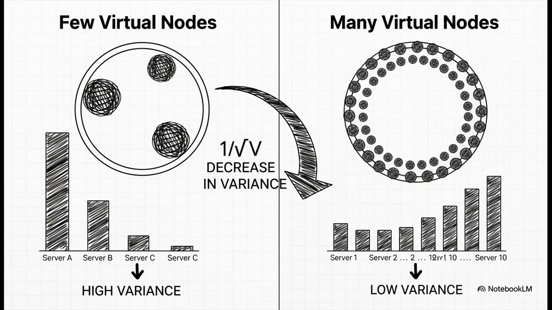And again, the math backs this up. The more virtual nodes you add, the more you shrink the variance, which is just a fancy way of saying the difference in load between your busiest and least busy server. Typically you'd use something like 100 or 200 virtual nodes for each physical machine. The more you use, the more evenly everything gets spread out, and the more predictable and stable your whole system becomes.